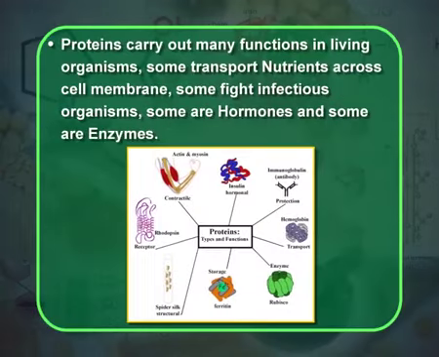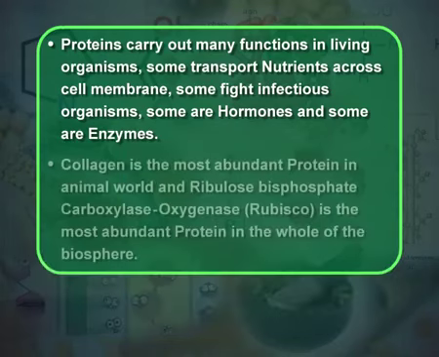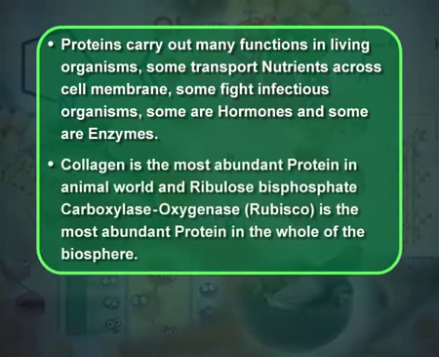Now, proteins can carry out a variety of functions in living organisms. Some transport nutrients across the cell membrane, some fight infectious organisms, some are hormones and some are enzymes. Collagen is the most abundant protein in the animal world, and ribulose bisphosphate carboxylase oxygenase, which we know as Rubisco, is the most abundant protein in the whole of the biosphere.